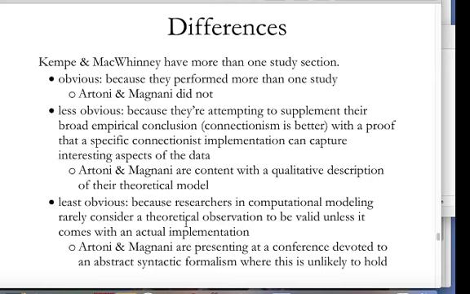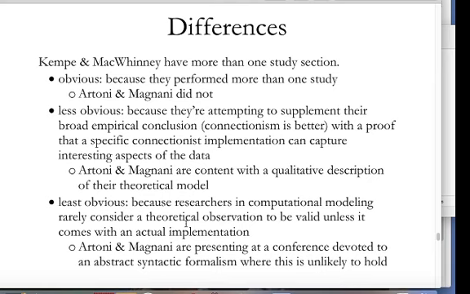Yeah, but what can we conclude from that? Well, less obvious, because they have different purposes here. Kempe and McWhinney are trying to supplement their broad empirical conclusion, which is that connectionism is better, with not only experimental data, but also with hard proof that a specific connectionist computer program can capture some interesting aspects of the data. Right? So they have an experiment where they show how people behave, but they also want to show that this kind of computational framework is good at imitating people.